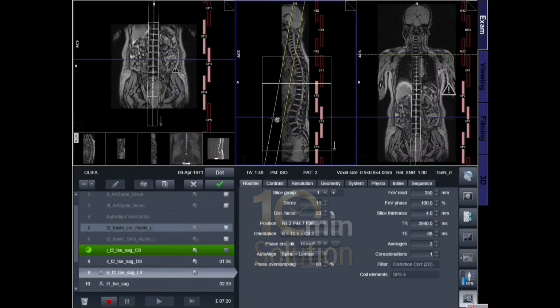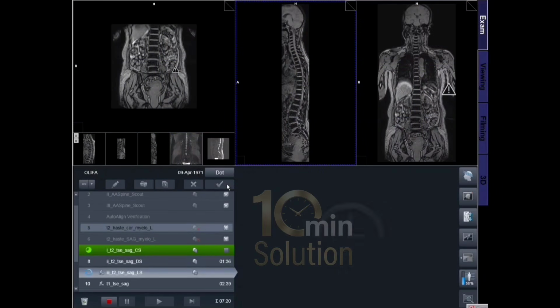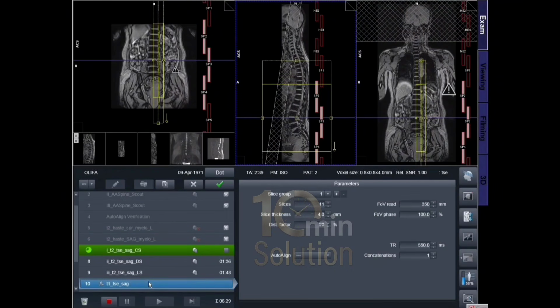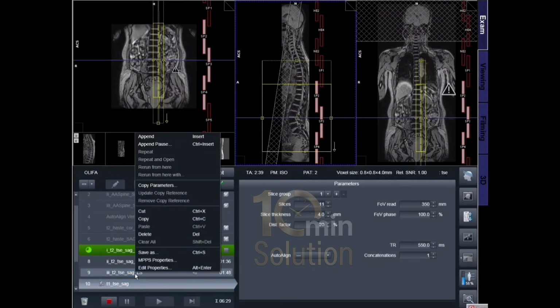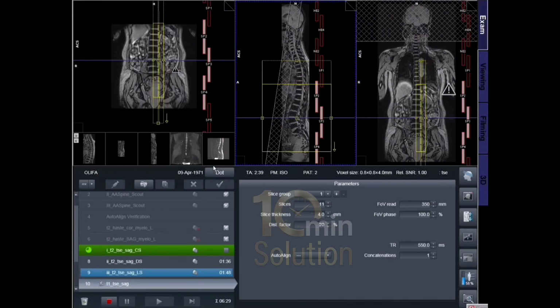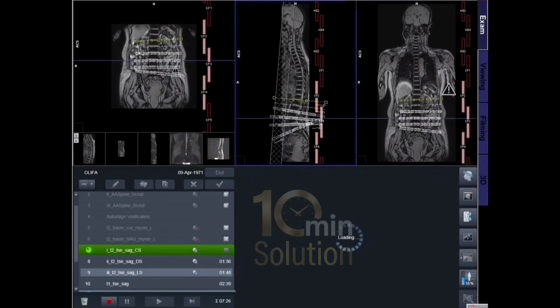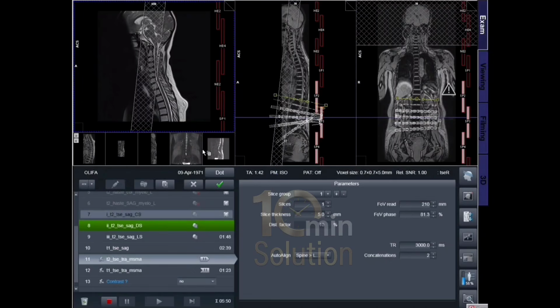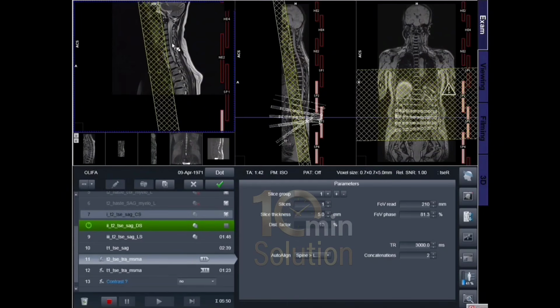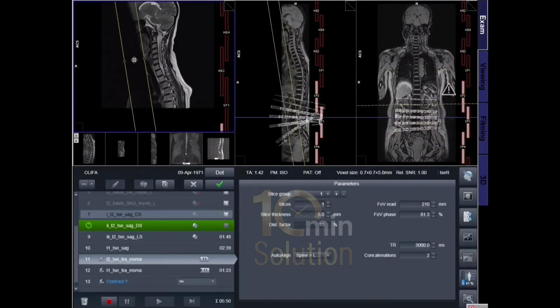Set up the saturation band. Now apply. Now the next T2 TSE sagittal: just open the protocol and copy the parameters, slice and saturation. And look here at the image. This is the T2 cervical region image.